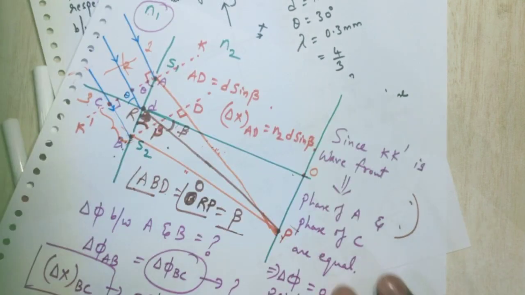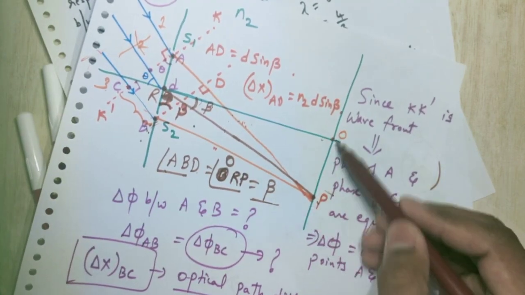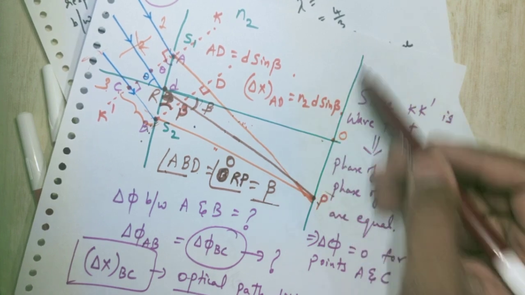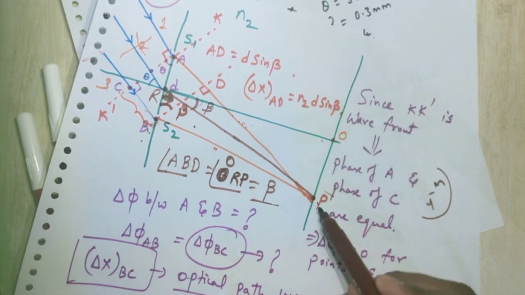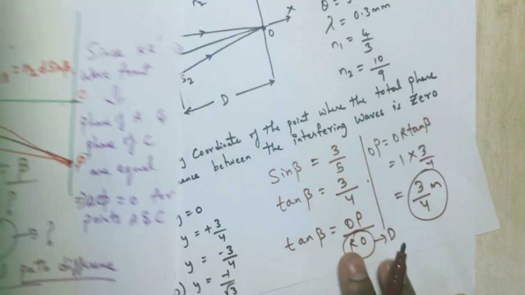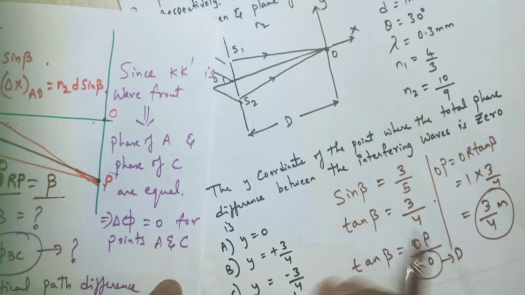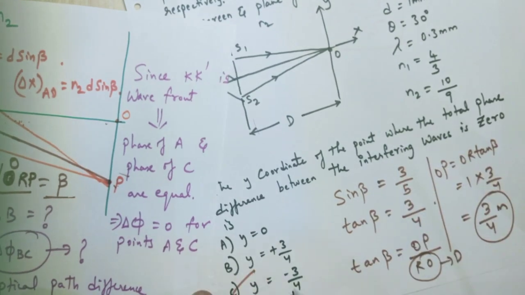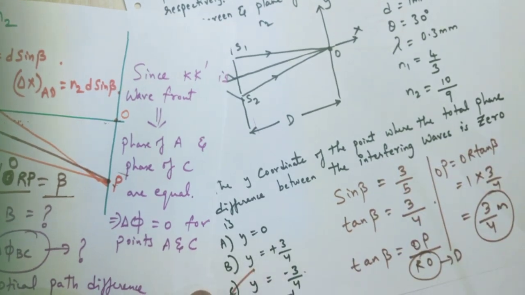Now this distance OP is 3/4. But we have assumed that this is the origin, so above is positive y, below is negative y. So the coordinate of this point P should be minus 3/4 because it is below O. So the answer is option C, y is equal to minus 3/4.